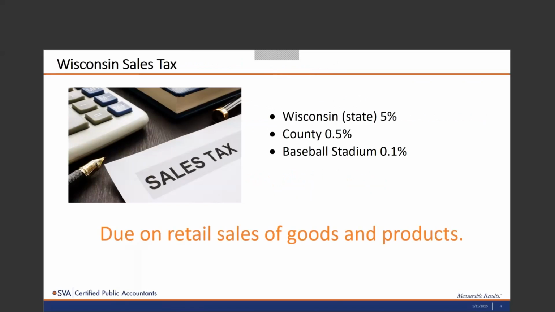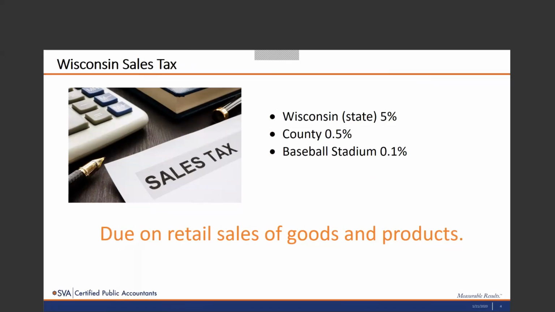So at a real high level, the first half of this is sales tax. State of Wisconsin imposes a 5% sales tax on sales. There's a potential county sales tax of 0.5%, and there's also a potential baseball stadium tax of 0.1%. So the entire state is subject to that 5% sales tax rate. 66 of the 72 counties in Wisconsin have that 0.5% county rate, and then there's 5 counties that are in the area of the Milwaukee County Stadium, Miller Stadium, that have the baseball stadium tax of 0.1%.